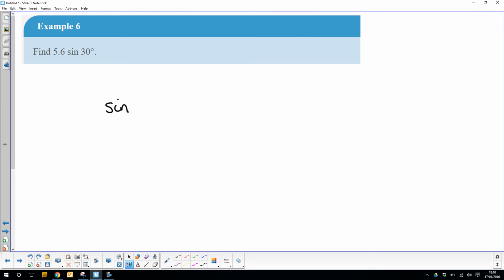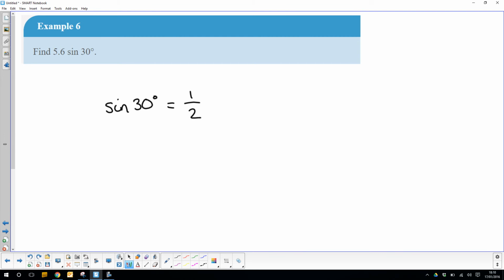So press sine and it should flash up, and then press 30. Don't worry about the degrees, of course, but type in sine 30, press equals, and it should equal a half. Now, if it doesn't equal a half, then you'll either need to let me know or follow the following to make sure that your calculator is in the right mode.